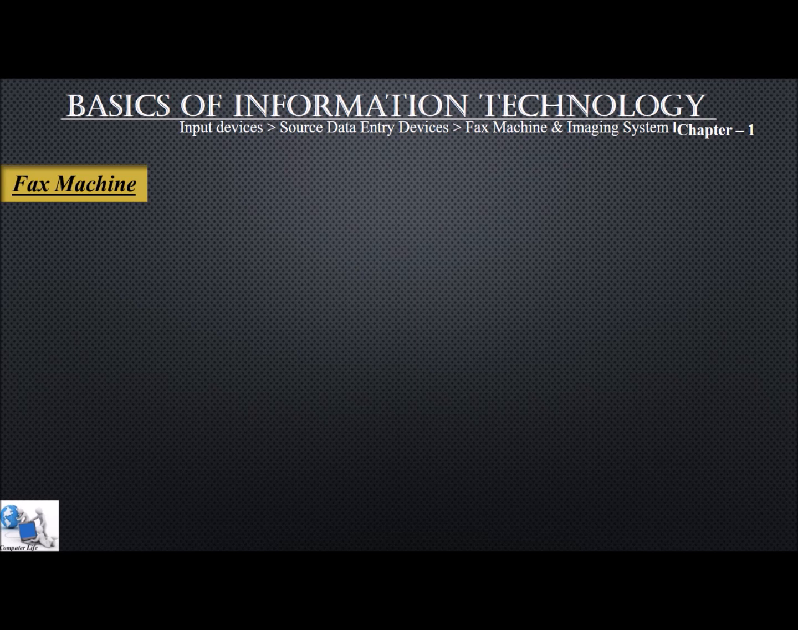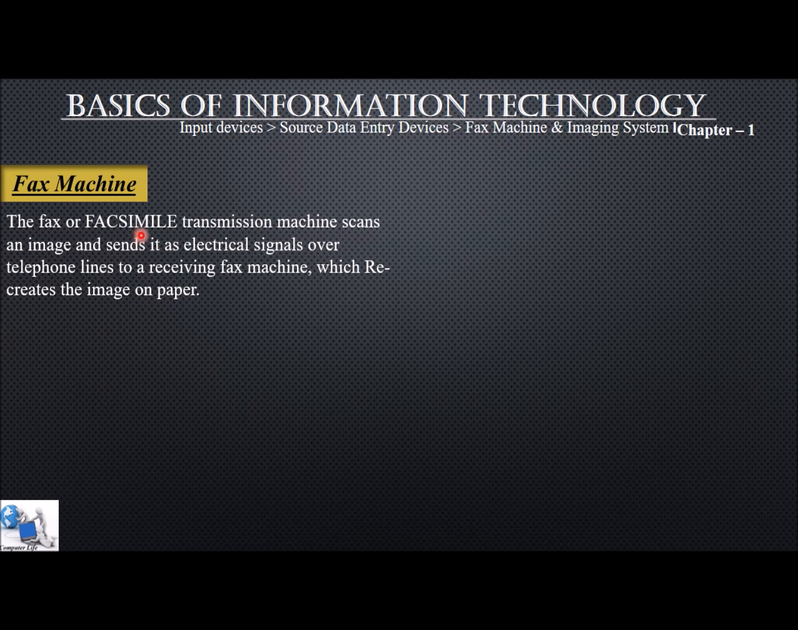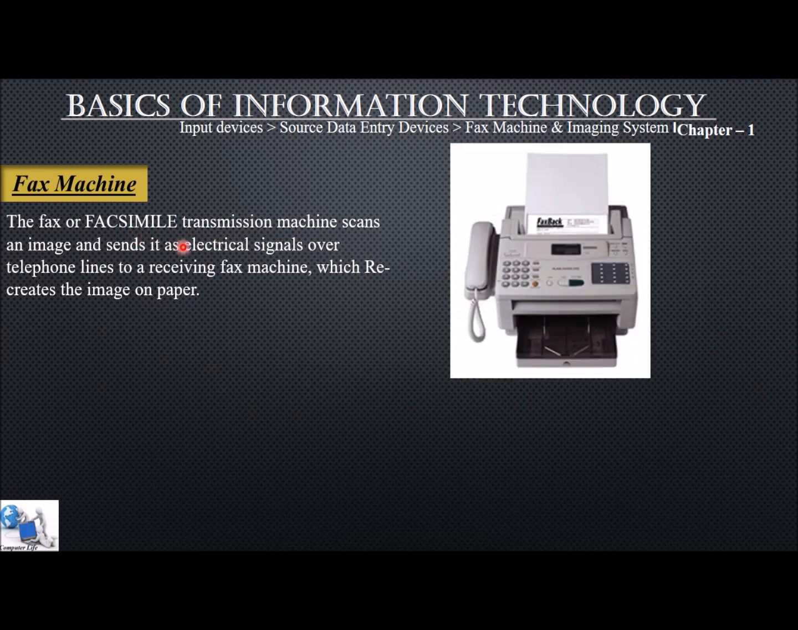Fax machine. A fax machine is also known as facsimile, and a facsimile transmission machine scans an image and sends it as electrical signals over telephone lines to a receiving fax machine, which recreates the image on paper. As you can see in the diagram, a page is inserted into the fax machine. The machine reads the information and sends that information to the other organization, and the other organization can receive the required information easily and can use it accordingly.